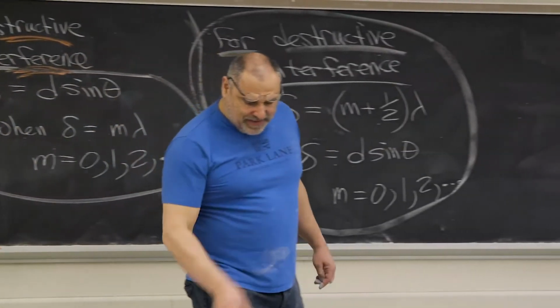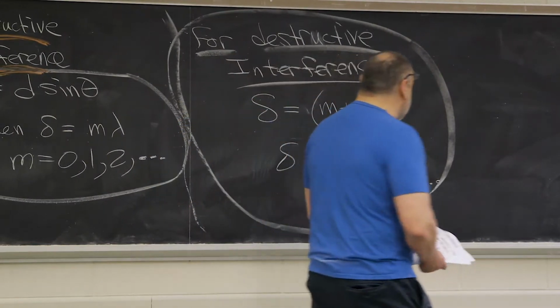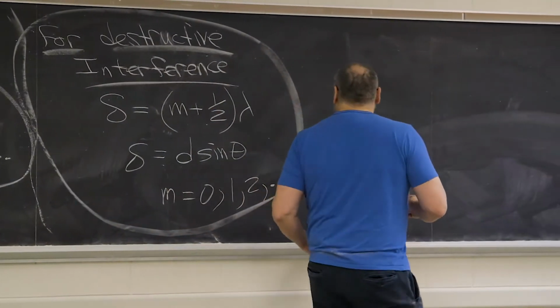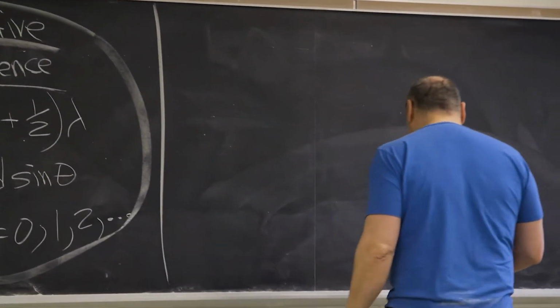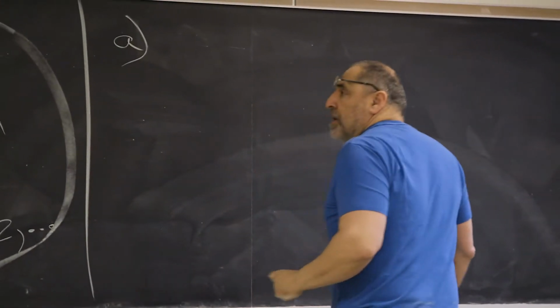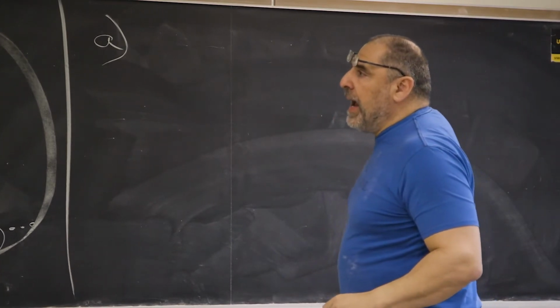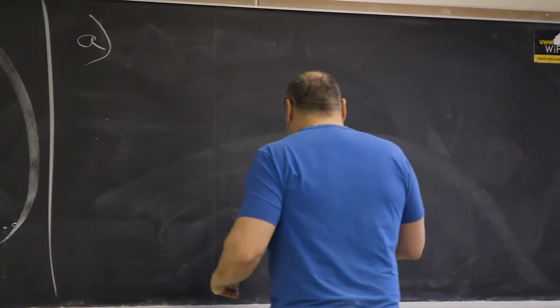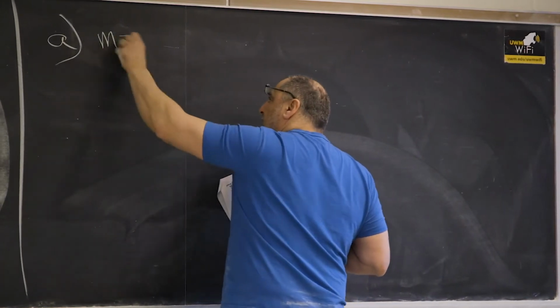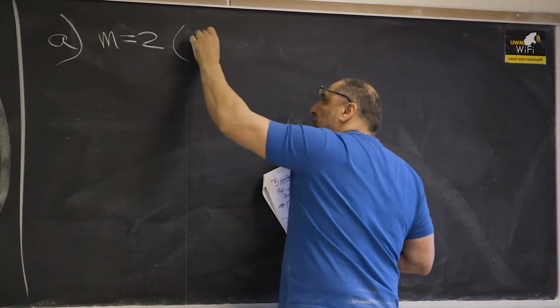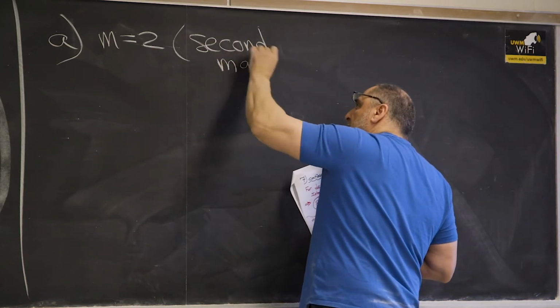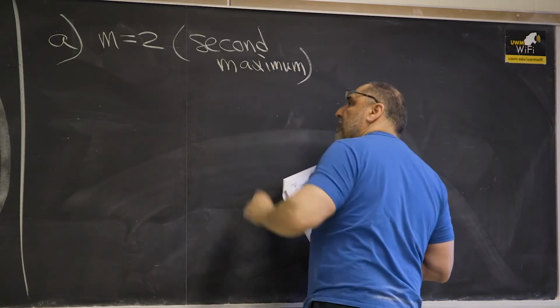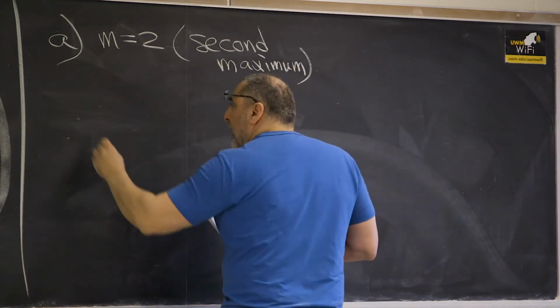If that's the case, you guys, they want to find the second maximum. How are you going to determine it and go for it? Let me see how we're going to say this. I'm probably going to have to go to multiple boards on this one. So what we said for problem number 7, for this one, m equals 2, second maximum. Here goes.